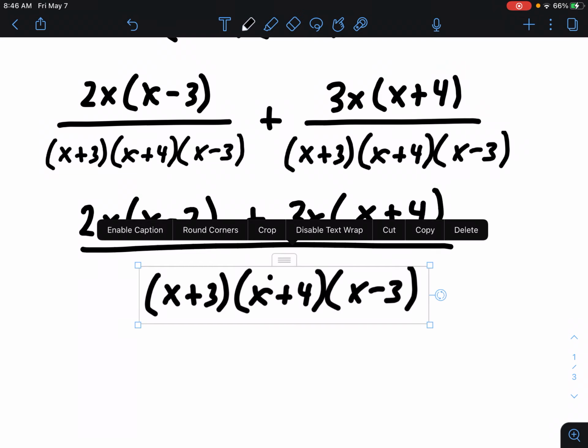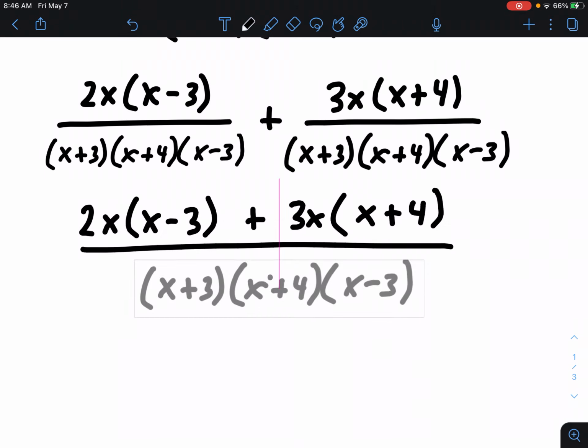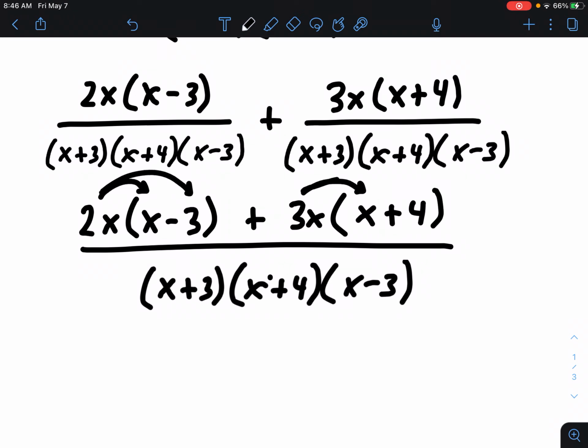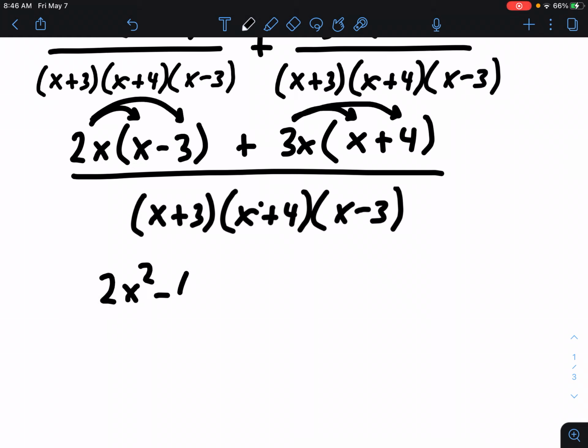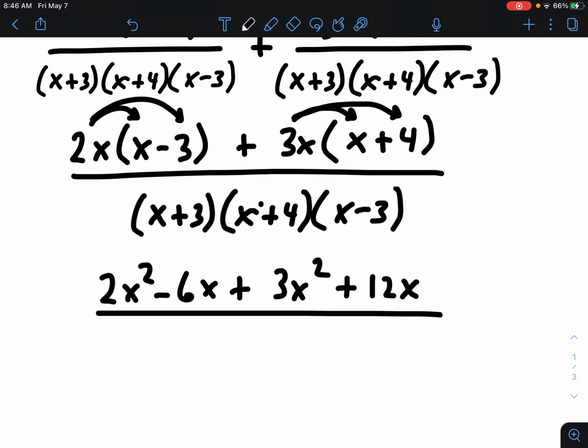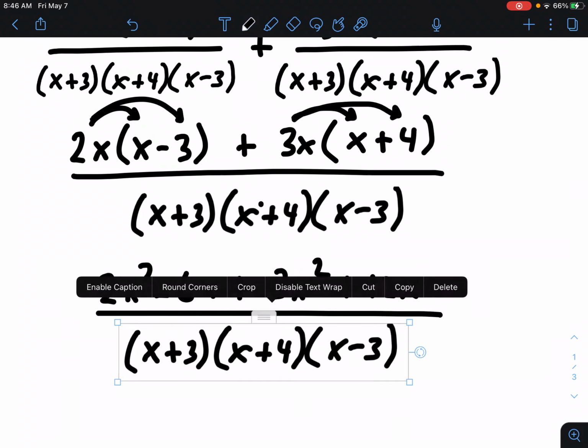Paste image. There we go. So now I'm going to distribute. So we got a fair amount of work to do with this, but it's not the end of the world. So we have 2x squared minus 6x plus 3x squared. Nothing again. We're not going to get anything out of this one. This is kind of annoying. All over. Paste image. There we go.